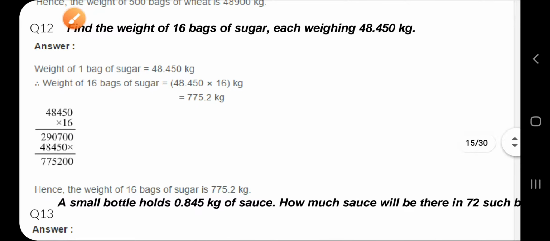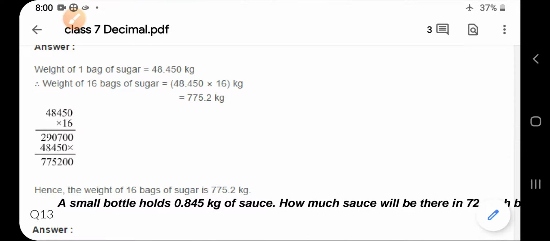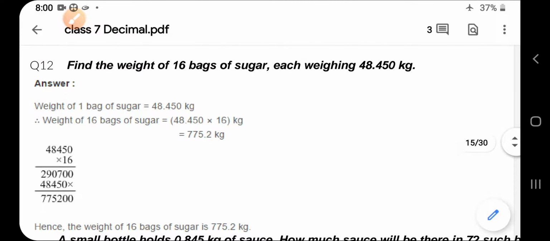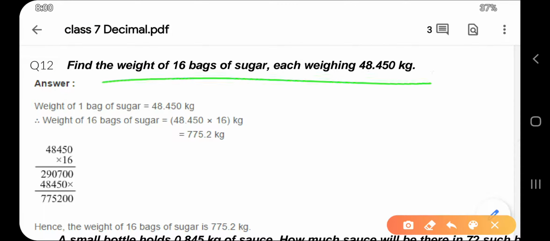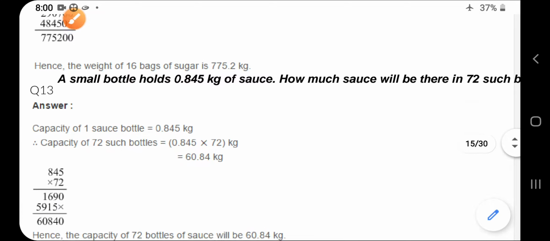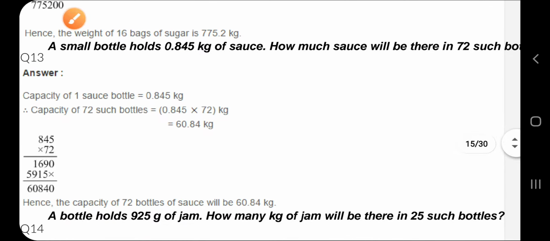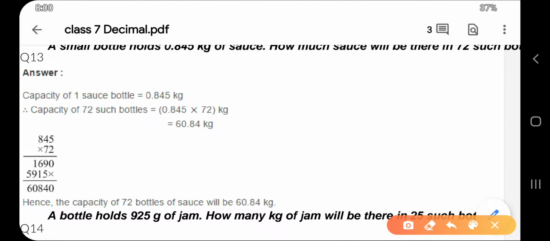Question 12, find the weight of 16 bags of sugar, each weighing this. So each weighing means the weight of one bag of sugar is 48.450. So the weight of 16 such bags is, just multiply it and place the decimal in a proper way as it is explained in the previous videos. Now next question, 13 number.